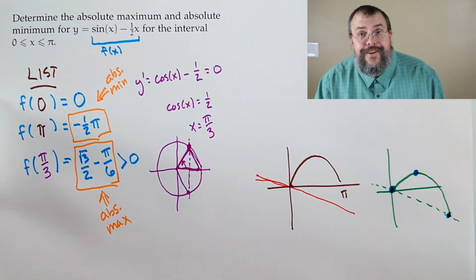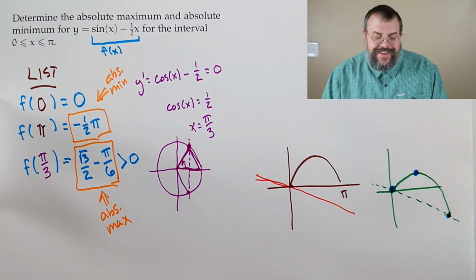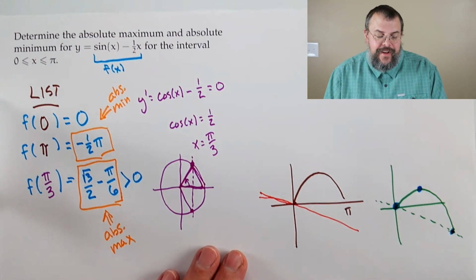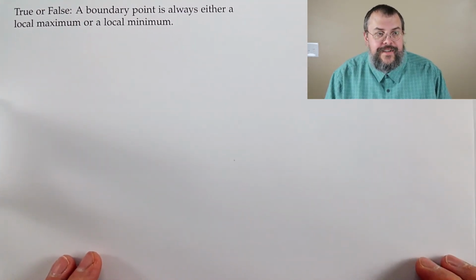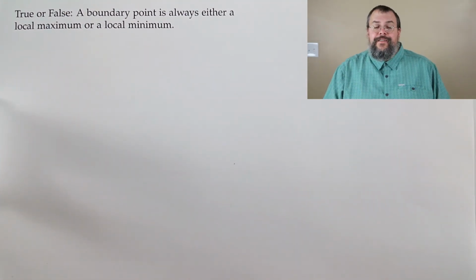And there you go. We found them. Woohoo! Good for us. All right. Well, one last problem. And this one, it's a true-false. So that's pretty good odds. We've got a 50-50 chance.